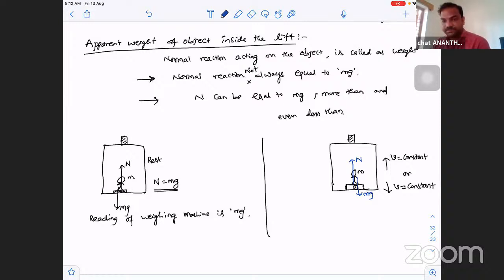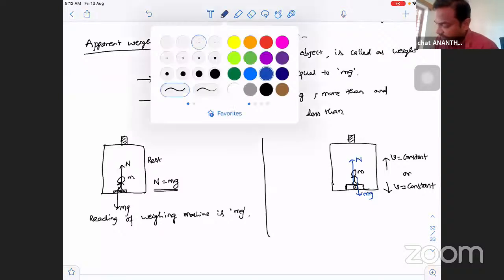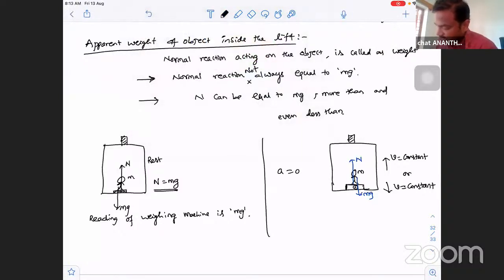Okay. Then as it is moving with constant velocity, in both the cases, what is the acceleration? In both the cases, acceleration is zero. Then N minus mg is equal to net force, 0. Then what is the N value equal to? N value is equal to mg.